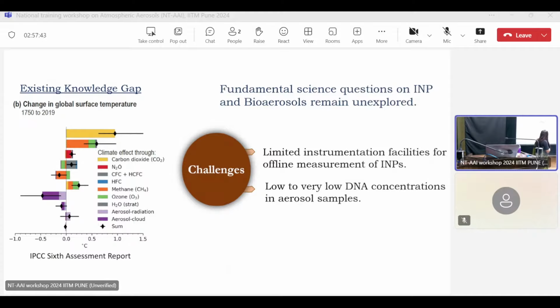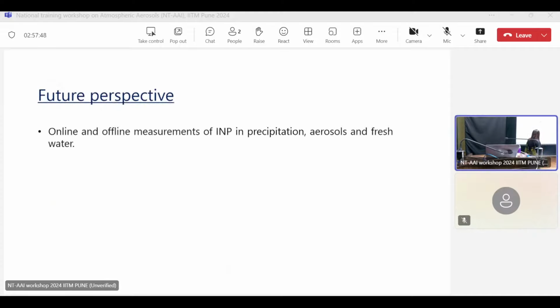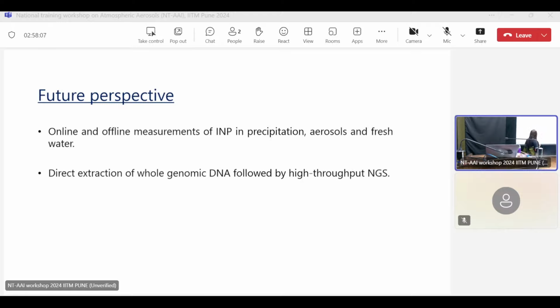So with all this, I think the future perspective is online and offline measurements of INP, precipitation, aerosols, and fresh water, because currently we have limited understanding and limited data from India. As Professor Sachin has also said, that's why the predictions are not possible. So more and more comprehensive data will help us in answering the fundamental science questions.